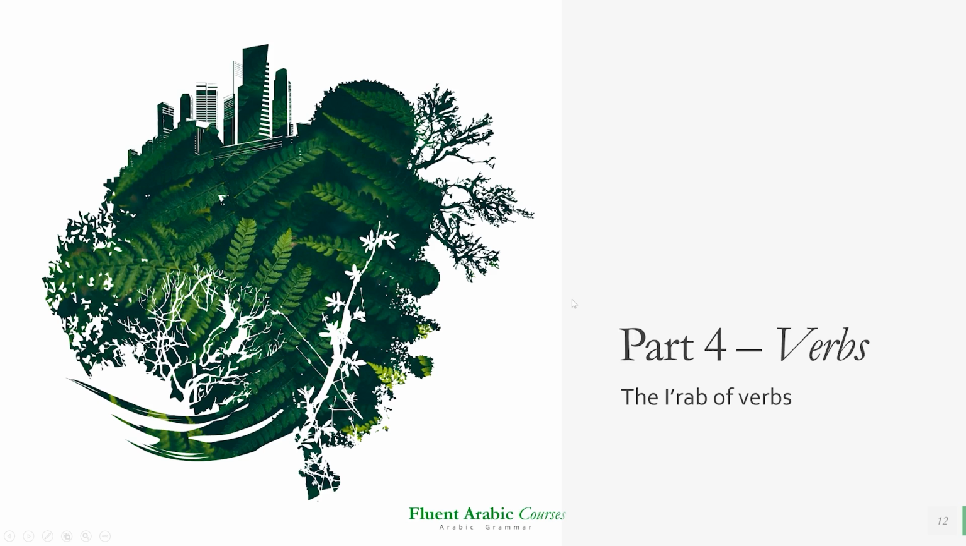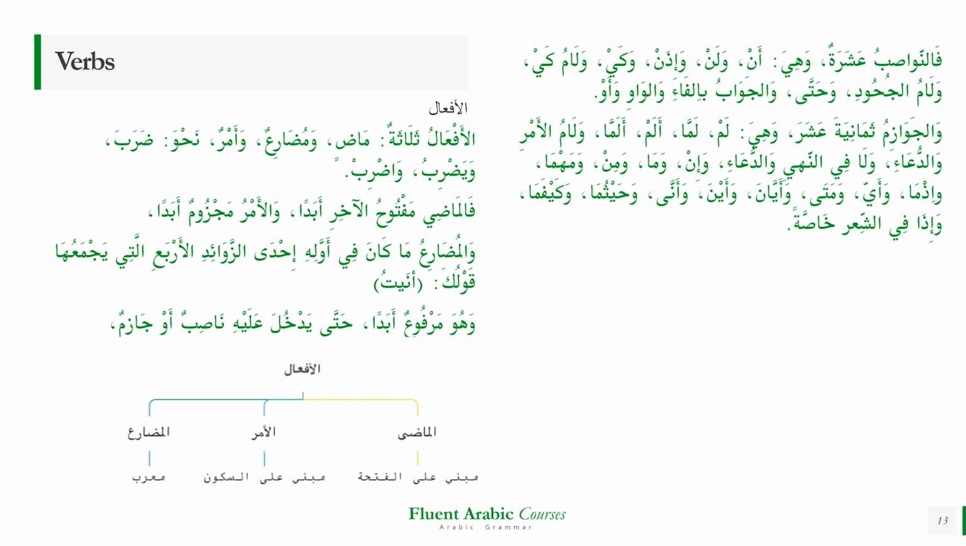Part 4 deals with the i'rab of verbs, and the i'rab of verbs is fairly straightforward, inshallah. Ibn Ajrum says, Al-af'alu thalathatun. The verb has 3 forms: madin wa mudari'un wa amrun. Nahwa daraba wa yadribu wadrib. So in the verbs, we have the past tense, the present tense, and then we have the imperative or the command tense. And the examples for these are daraba wa yadribu and wadrib.